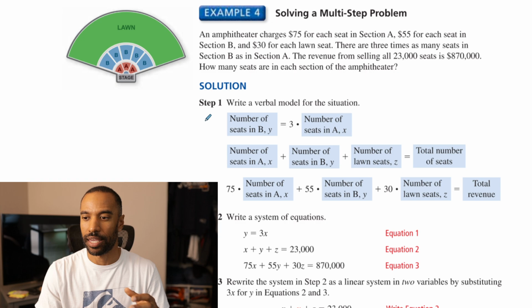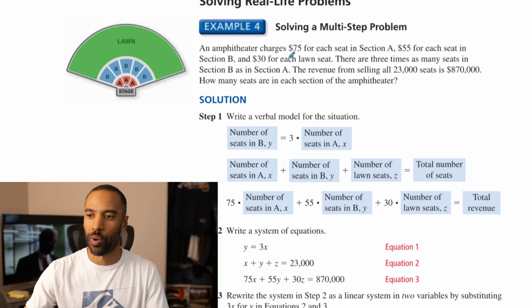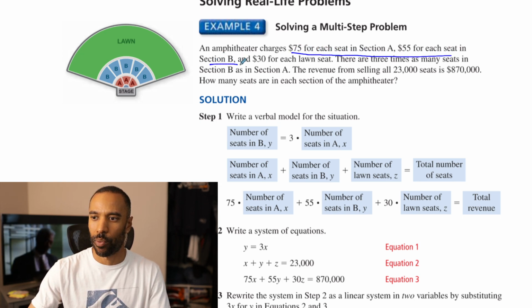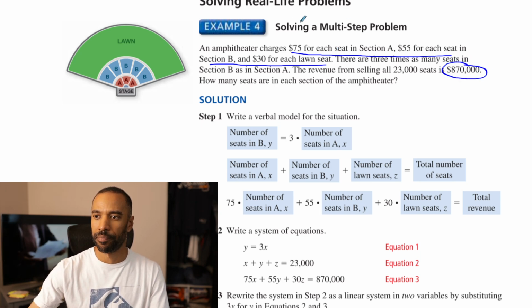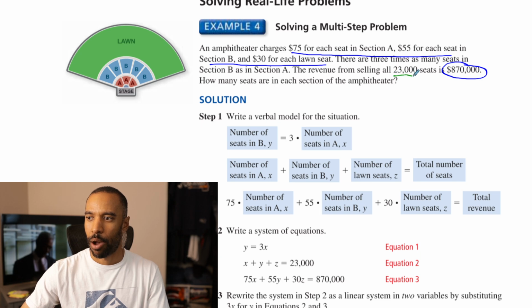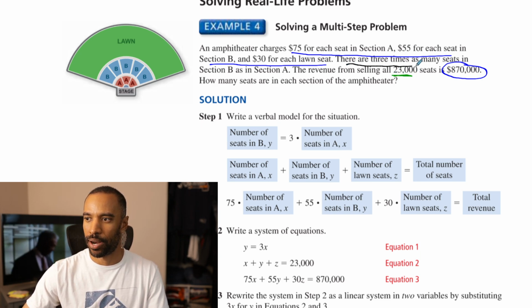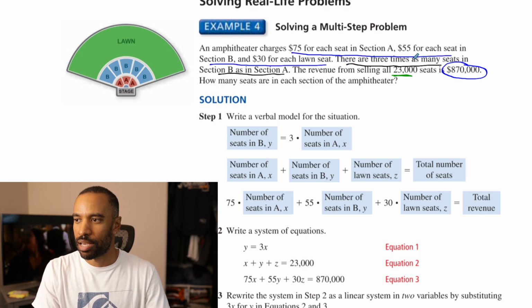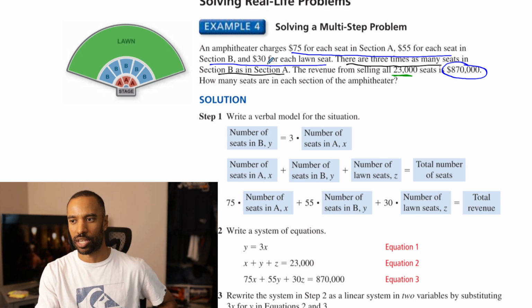So when I'm looking at what I need to write, this first one already starts off with some form of an equation I can come up with from this information and the amount that's made. There's something that says how many seats there are in total. That's the second equation. And a third equation is comparing section B to section A. I'm seeing 3 times as many seats in section B as in section A, and the revenue from selling all 23,000 seats is 870,000. How many seats are in each section of the amphitheater?